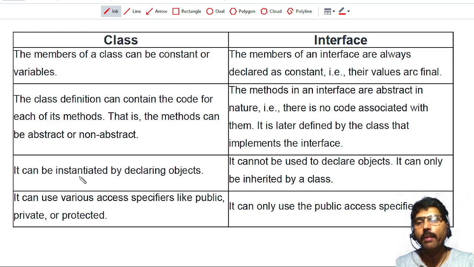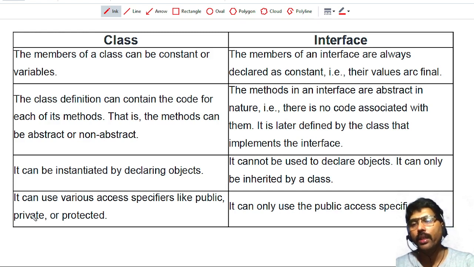A class can be instantiated by declaring objects. Using a class, if it is not an abstract one, we can create an object of it. But an interface is abstract. We have not written the code for the method, so it is abstract. So we cannot use it to declare objects. It can only be inherited by a class. Inheritance always uses it as a superclass. It cannot be used for creating objects.